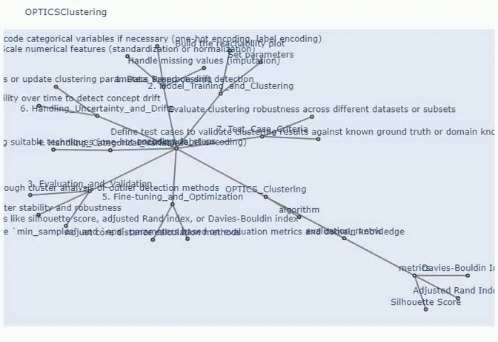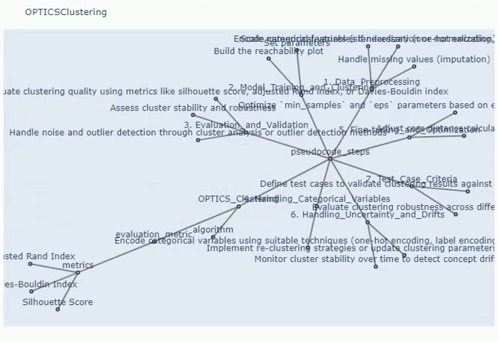OPTICS clustering. Algorithm: Ordering Points To Identify the Clustering Structure. Pseudocode steps. 1. Data preprocessing. Description: prepare the data for clustering by handling missing values, encoding categorical variables, and scaling numerical features.